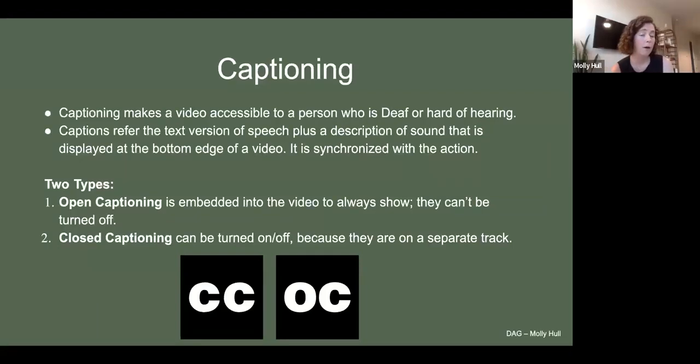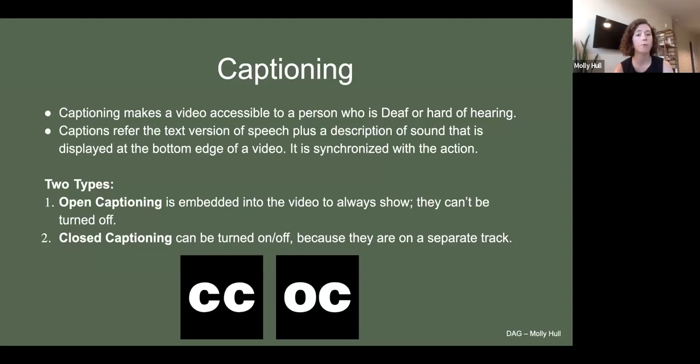Captioning. So if you are doing a video, for example, captioning makes a video accessible to a person who is deaf or hard of hearing. Captions refer to the text version of speech plus a description of a sound that is displayed at the bottom edge of the video. It is synchronized with action. There are 2 types of captioning. There is open captioning, which is embedded into a video, so it always is present. You cannot turn it off. Closed captioning can be turned off because it's on a separate track.